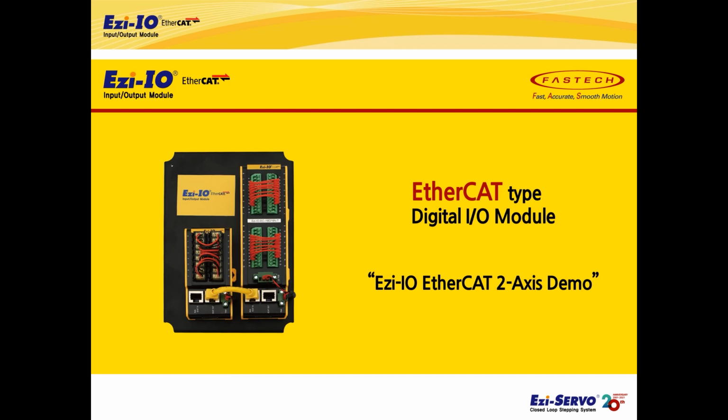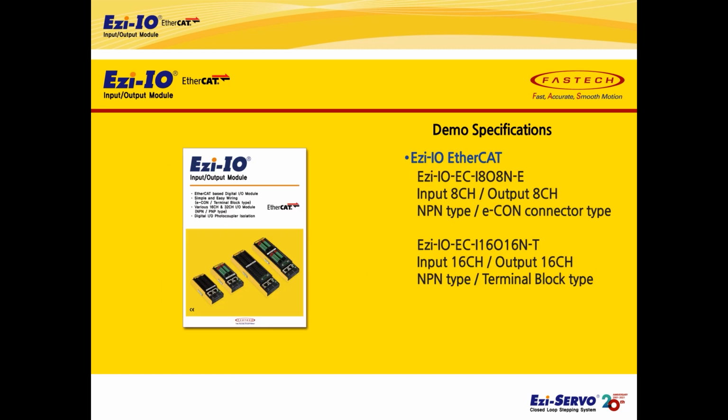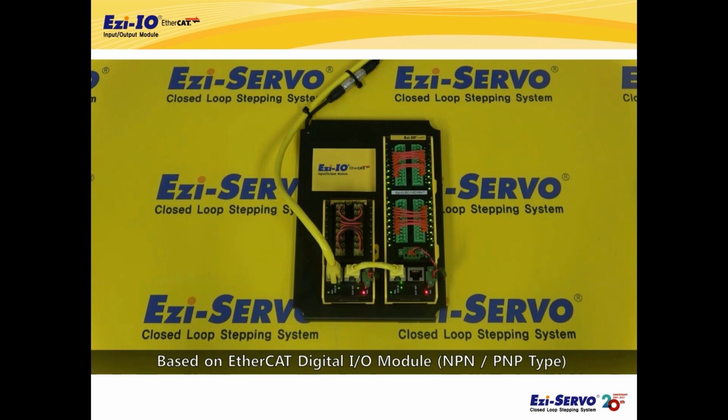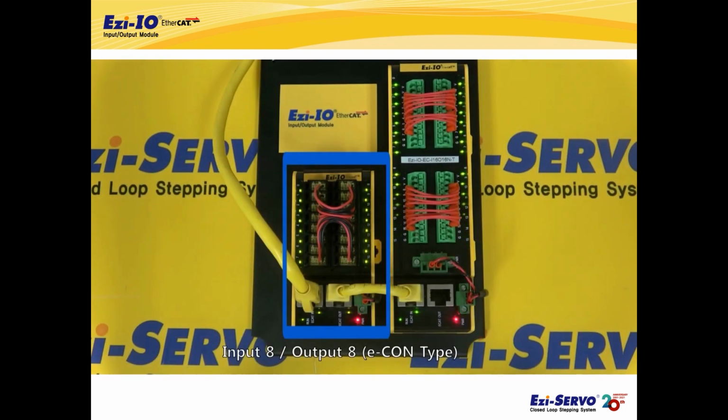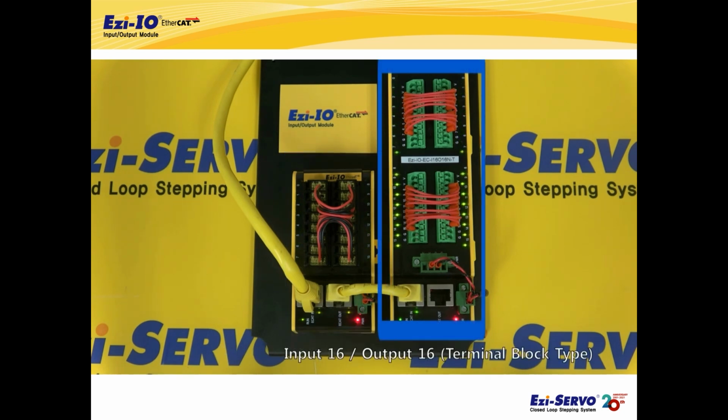This is a demonstration with 2-axis of Ezi-IO EtherCAT. The products used in the demonstration are as follows. User can test digital I/O modules of Econ connector type and terminal block type with mixed input and output. The product on the left supports 8 input channels and 8 output channels at the same time, and the Econ connector is applied. The product on the right supports 16 input channels and 16 output channels at the same time, and a terminal block is applied.